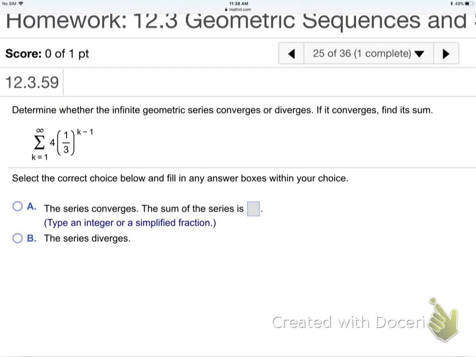Okay, so sigma notation, what do we always do with sigma notation? First two terms. Find those first two terms. K equals 1, K equals 2. Get the first two, because then you get the r, right? If you have the first two terms, you know what's causing the jump from term to term.